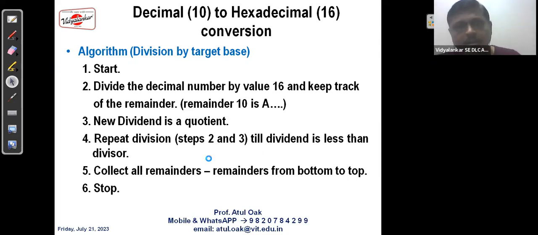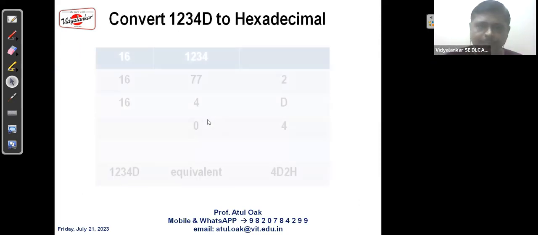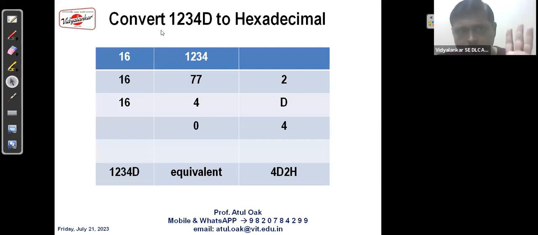Anyway, let's see how we do it. The question is, we have to convert 1234 decimal. This is a decimal number, any random number I have taken, to hexadecimal. Now be alert, see how it goes.